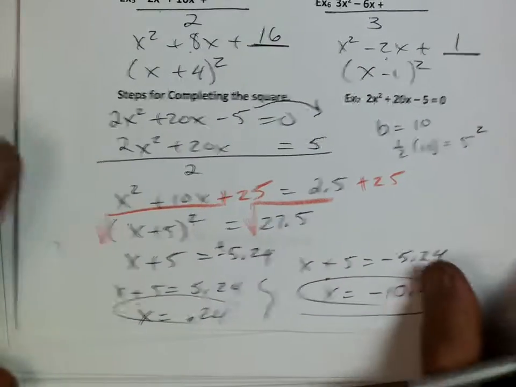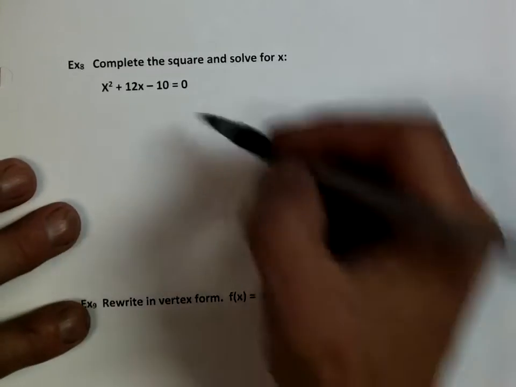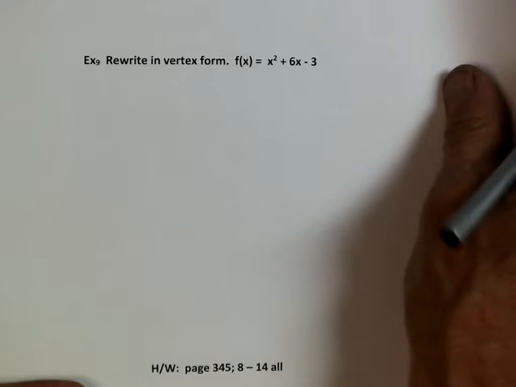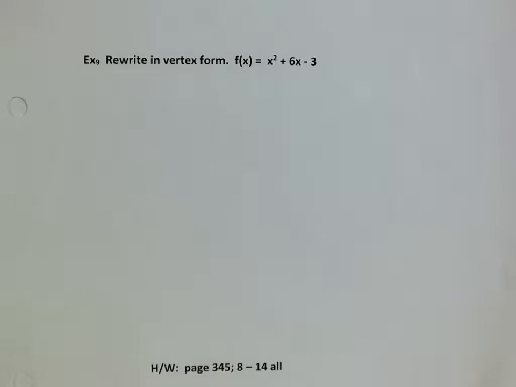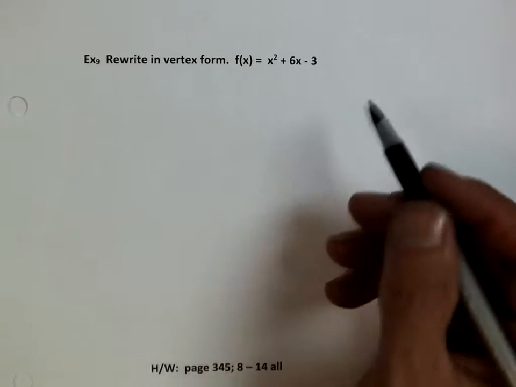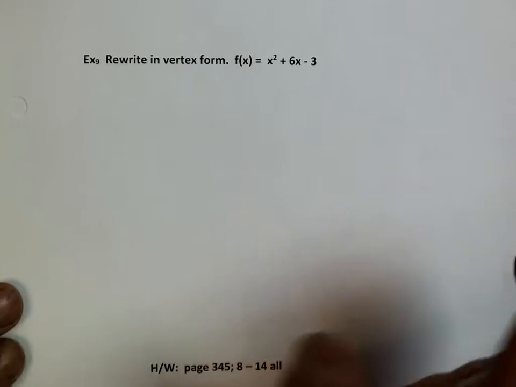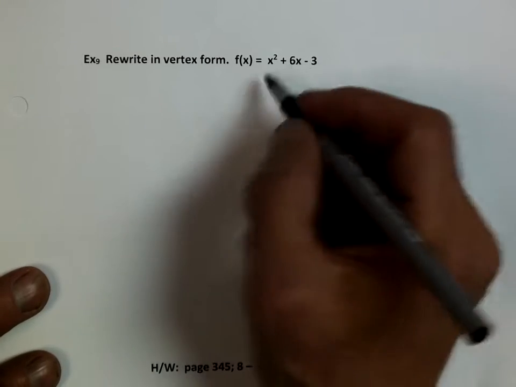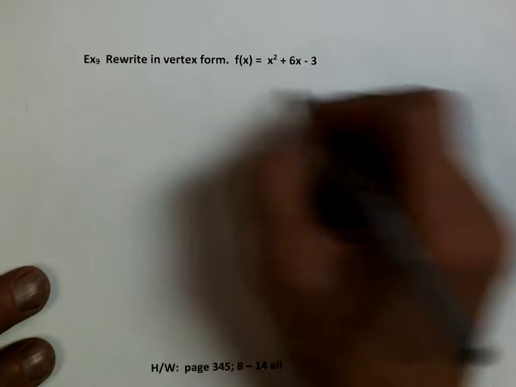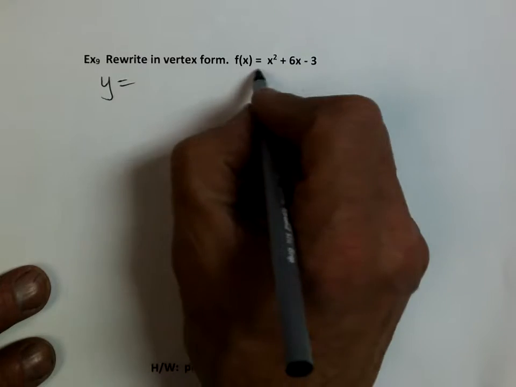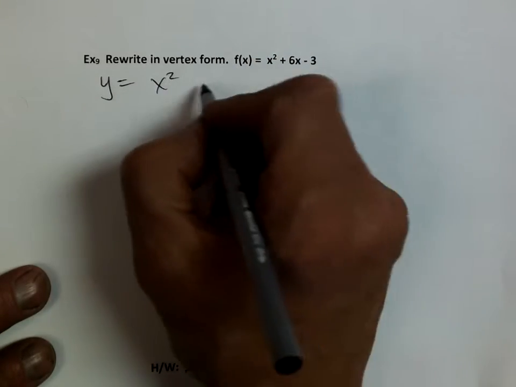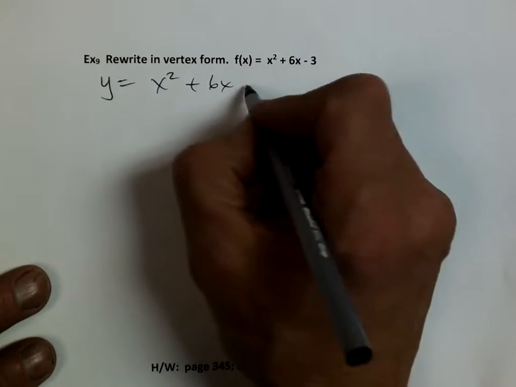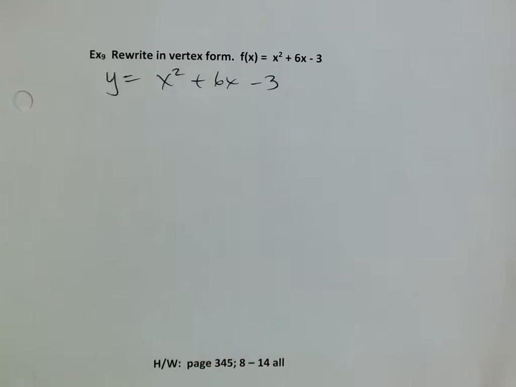Okay, ready to turn the page? There we go. Let's skip example 8 just because we just did one like it, and go straight to 9. Now rewrite in vertex form. One of the things we've learned is that when it comes to graphing, we like to graph things in vertex form. It makes it so much easier to graph. So let's rewrite this as y equals x squared plus 6x minus 3, and let's go through the steps.